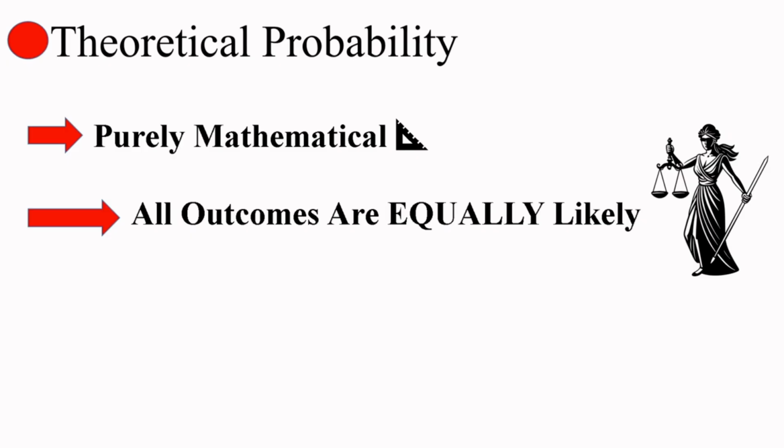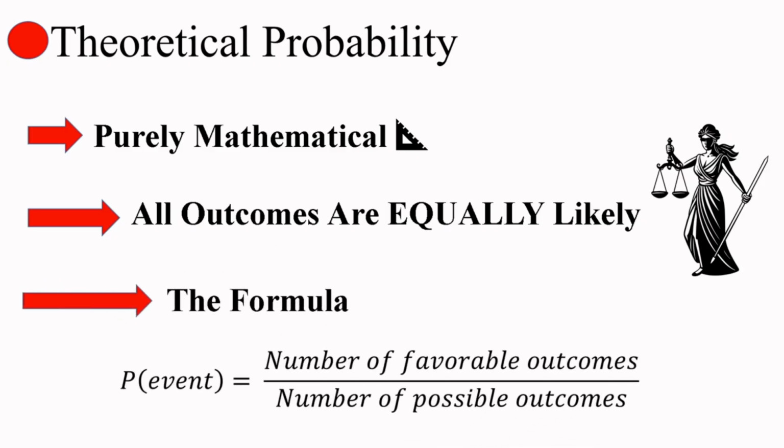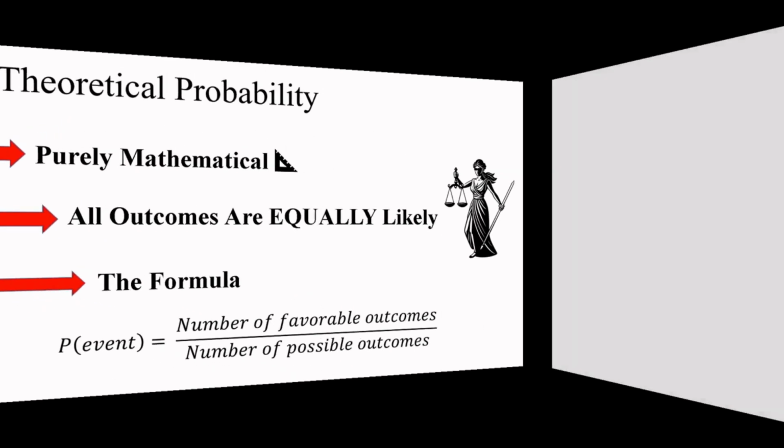Assume that we are rolling a die. In that case, getting 1, which is one of the outcomes, has the same chance as other outcomes, for example 2, 3, 4, 5, and 6. And the formula that we are going to use for calculating this type of probability is gonna be P, which is probability, is equal to number of favorable outcomes divided by number of possible outcomes. Okay, let's solve an example about theoretical probability.